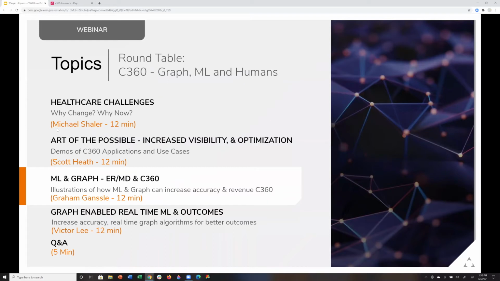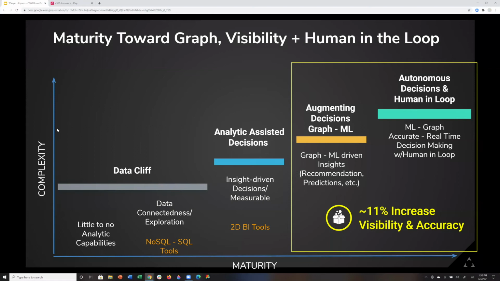Thanks, Scott, and thanks for the awesome demo. I'm going to dive into the details behind the scenes a little bit. But before I do, I just wanted to mention this is what it looks like as you move down the path towards integrating graph, machine learning, and human-in-the-loop based systems in your organization. This is where everyone starts, at the data cliff, where you're just assembling information and trying to get access to all your data sources.